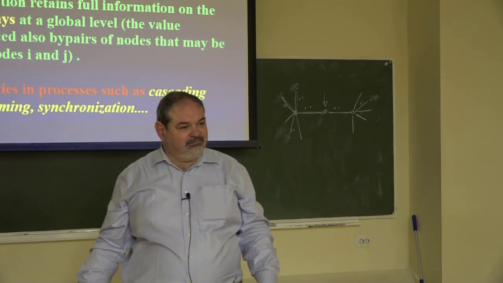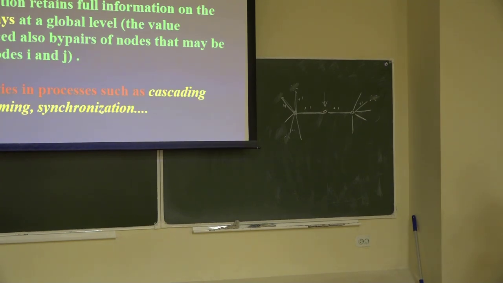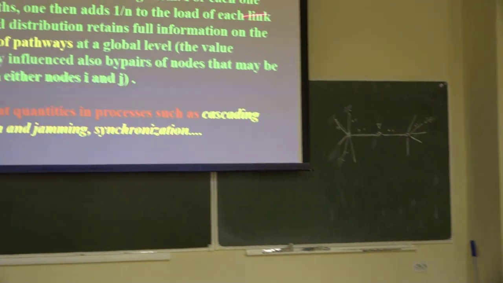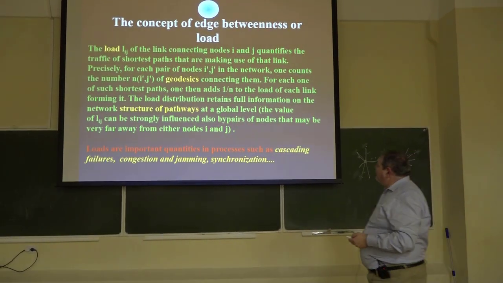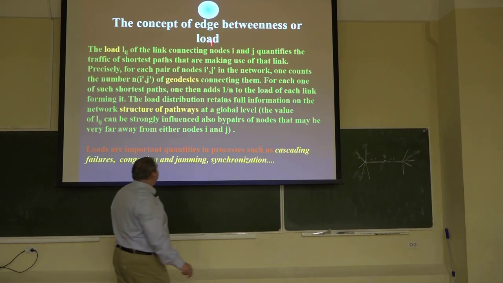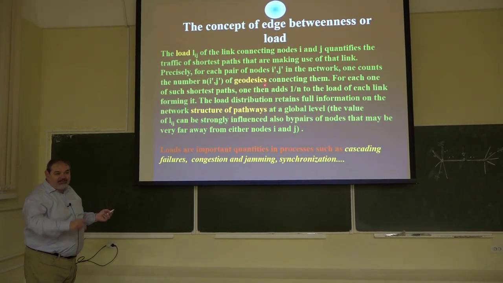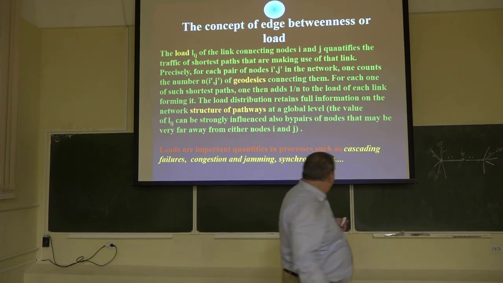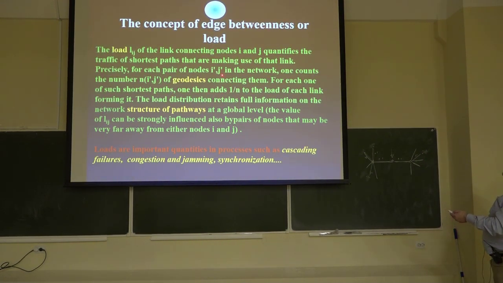Sorry, what to do if there are several shortest paths? 1/n, it's written here. So the load Lij of the link connecting node i and j quantifies the traffic of shortest paths that are making use of that link. Precisely, for each pair of nodes i prime, j prime in the network, one counts the number n i prime j prime of geodesics. Geodesics means shortest path. Connecting node i prime and j prime. For each one of such shortest paths, one adds 1/n to the load of each link forming it. The load distribution retains full information on the network structure of pathways at the global level. Okay?